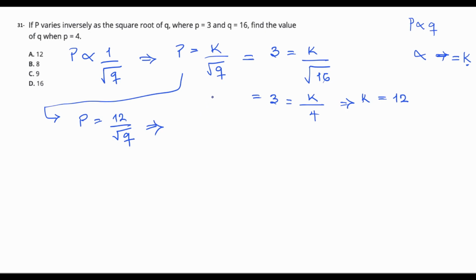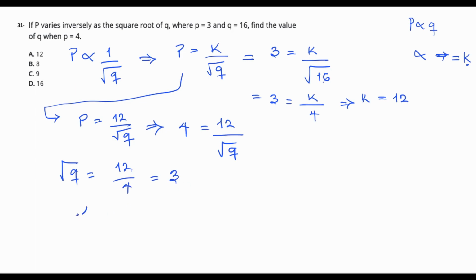So now we've been given new values, and the new value is that when P is 4, we're requested to find Q. So if we put that into our new equation, we have that P equals 4 equals 12 over the square root of Q. To make the square root of Q the subject of the formula here, all we have to do is cross multiply, send the square root of Q over here and bring 4 down here. So we have that the square root of Q is equal to 12 over 4, and that's equal to 3.